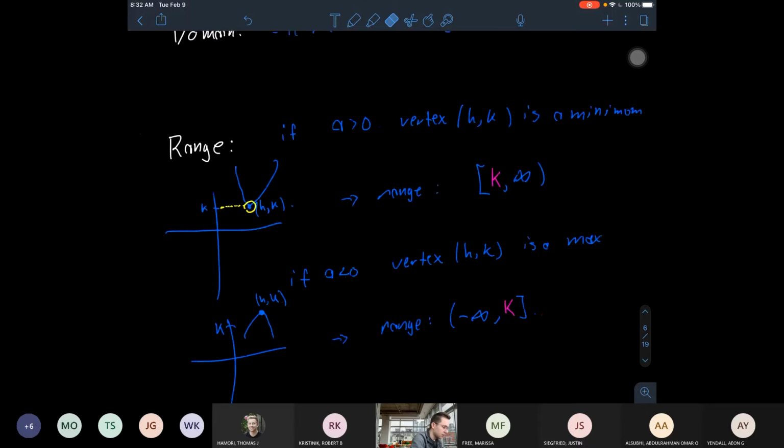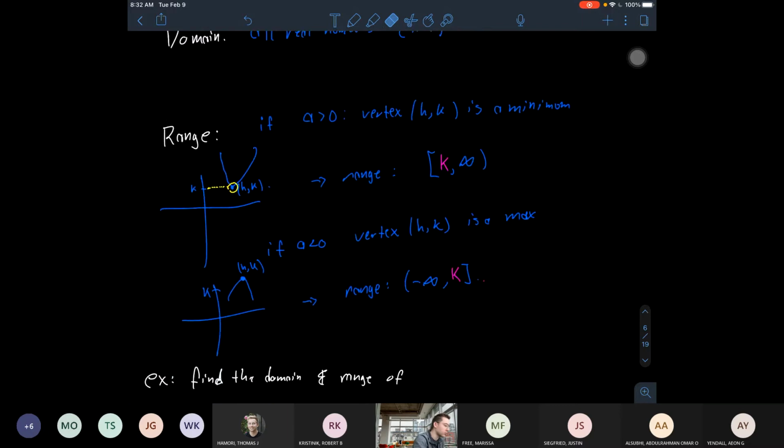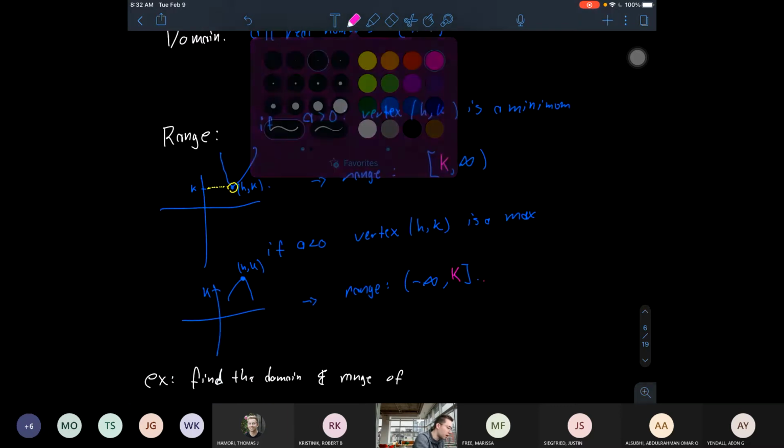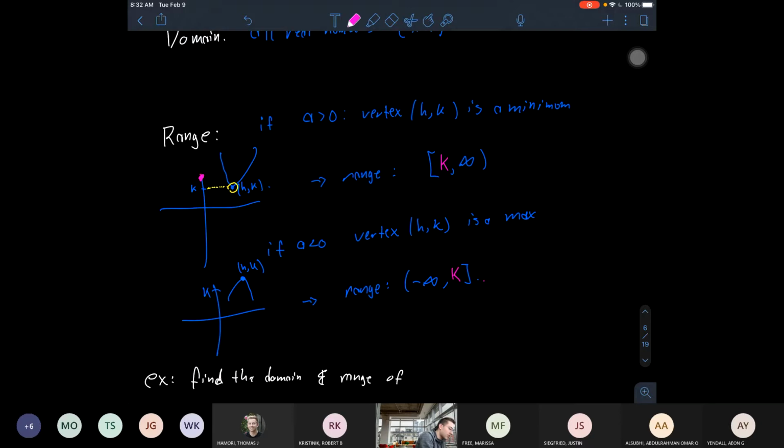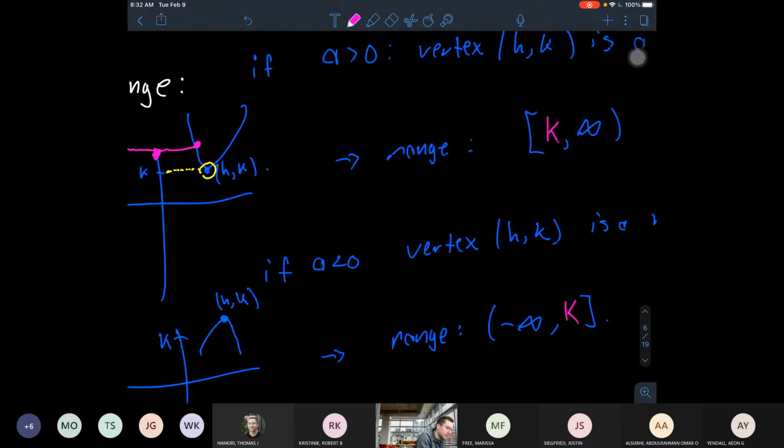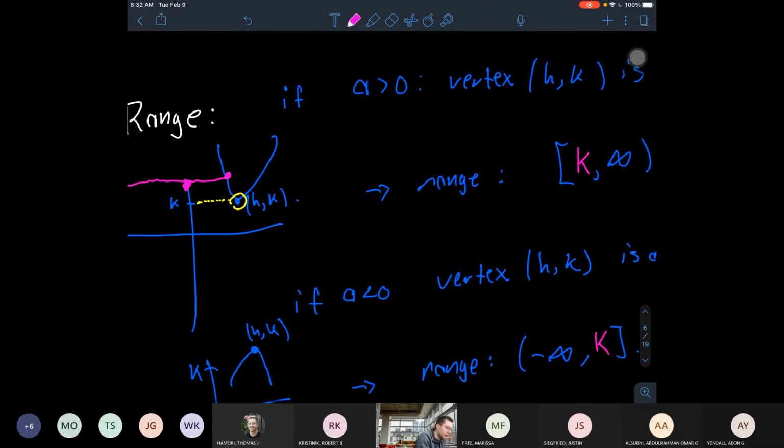And if we remember what we talked about for range, we said the range is all of the values on the y-axis such that I can draw a horizontal line through that y value and touch the graph of our function at some point. That's exactly going to be all of the points which are above the vertex, right? If I choose any point on this axis, I can draw a horizontal line and I'm going to hit the graph. But if I choose a point beneath k, like this one here, and draw a horizontal line, it's never going to intersect the graph of our function, so that won't be in the range.